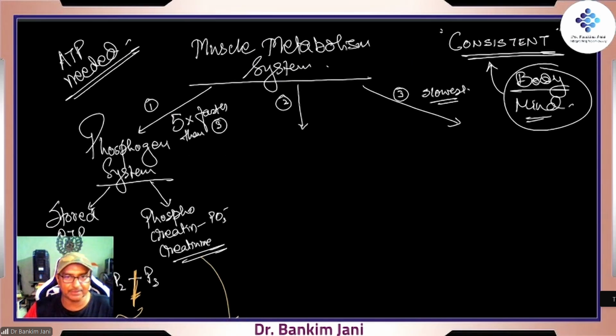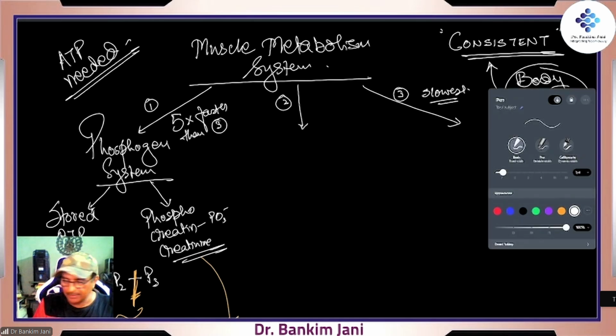So this is the fastest system. That system which will be lasting just for about 10 seconds. So that's why after 10 seconds, that muscle is tired. Right? That muscle is tired. So that's why muscles work in groups. Right? We'll be talking about it. Okay, on to the second system.